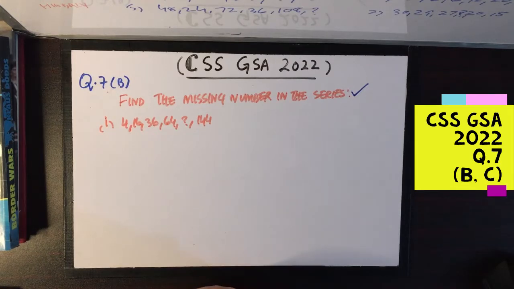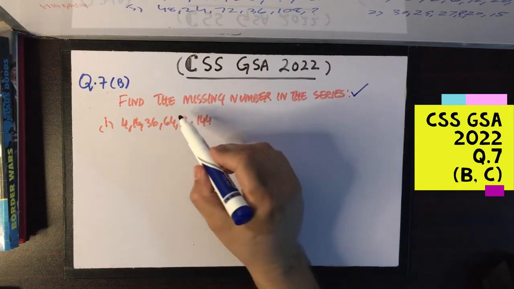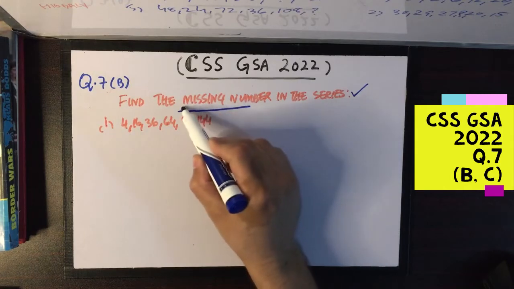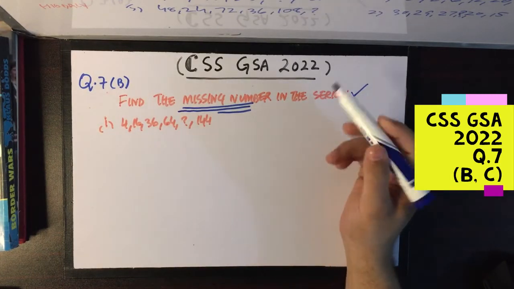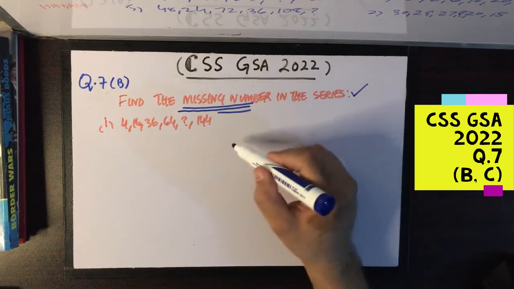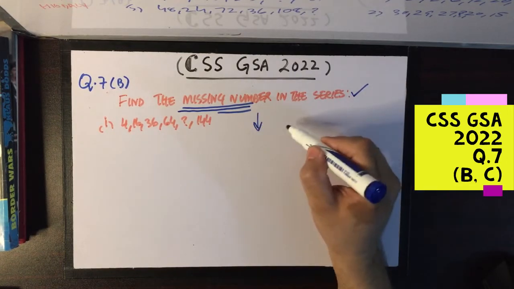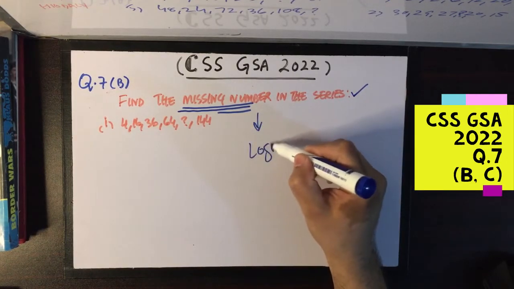2022. This is our fifth video where we would be solving question number 7, part B. The question says, find the missing number in this series. Well, find the missing number is a must part of your CSS GSA paper. Such questions come under the ambit of logical reasoning.